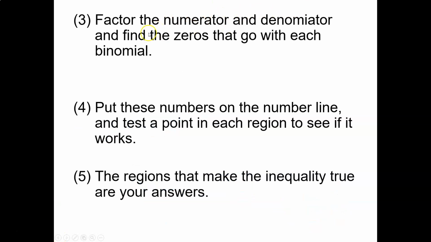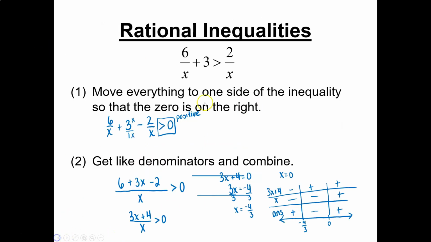All right, so you'd factor the numerator and denominator, get zeros that go with each binomial. We did that. Put the numbers on the number line, test the point. The region that makes the inequality true are your answers. That we should have been working on the other side, but I didn't, so I'm just going to finish up here. So we're looking for positive answers. That is this section right here and this section right here.